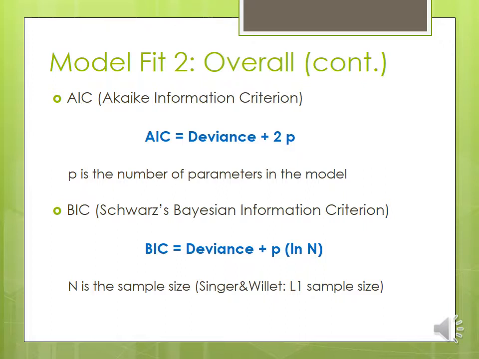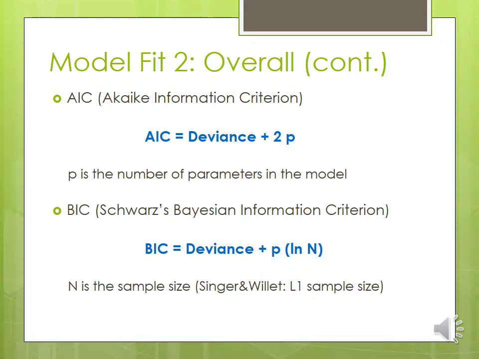And those two all build on the deviance, but adjust on different things. So the AIC can be calculated as the deviance plus 2 times P, where P is the number of parameters. So remember, larger is worse, so you get penalized for having more predictors in your model and more random effects. So this is aiming for parsimony in your model. The BIC goes a step further.